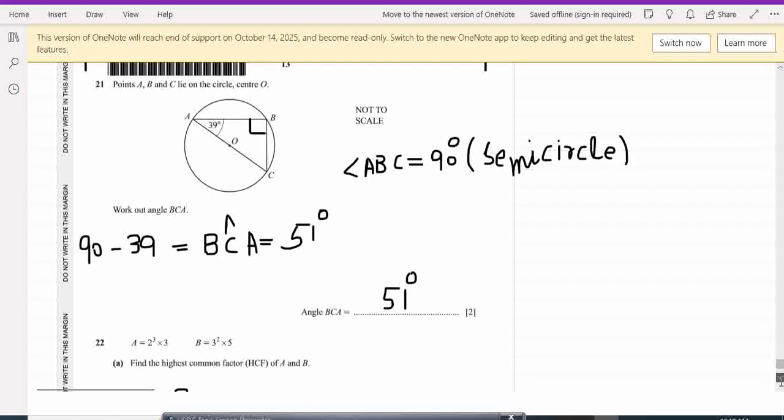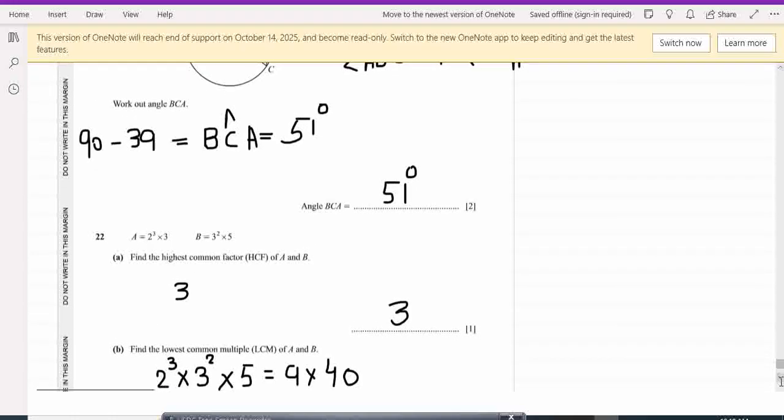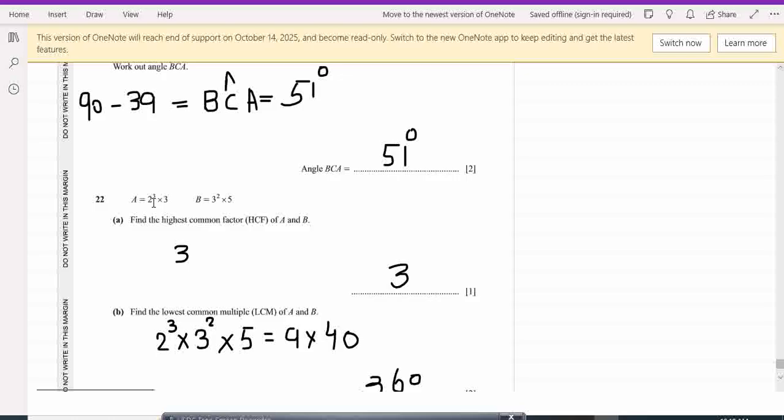That's it. Next is A is equal to 2 cubed multiplied with 3. B is equal to 3 squared multiplied with 5. Find the highest common factor, HCF. HCF means the number common to both. Common to both is only 3, because 3 is there, but it is 3 squared. So minimum power will be common. 3 is common. 3 power 1 is common. So 3 is the HCF.